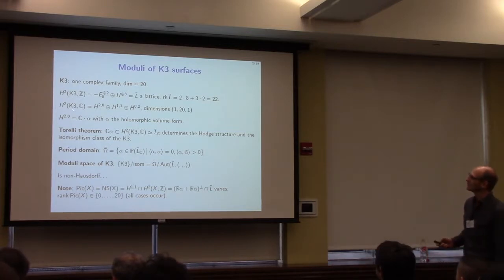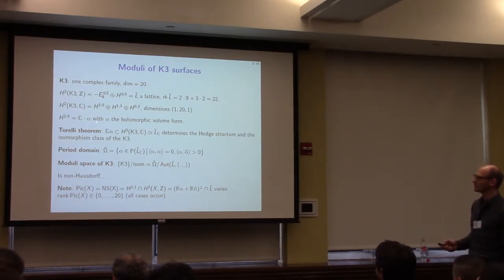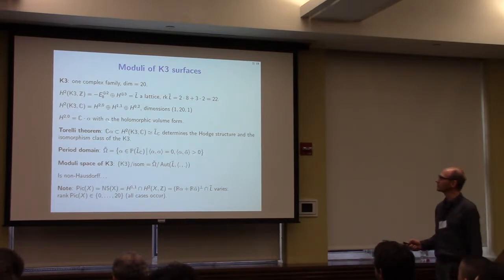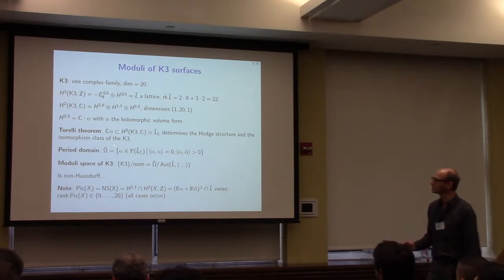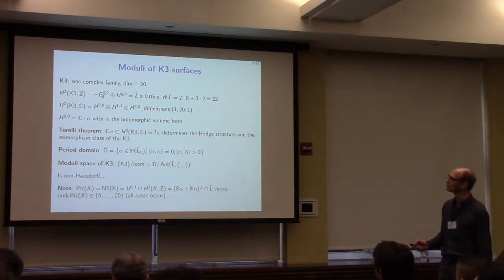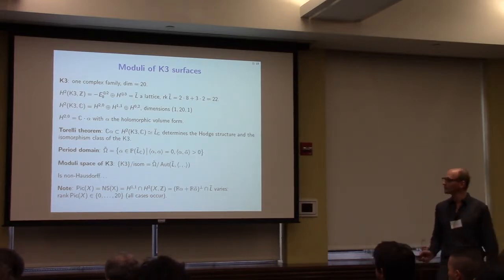And then you have the Hodge decomposition, (2,0), (1,1), (0,2), with dimensions 1, 21, 1. H^{2,0} is spanned by the holomorphic two-form. And then there's this famous Torelli theorem that tells you that the line spanned by the holomorphic two-form essentially tells you what the K3 surface is. And that brings you to the period domain. You look at the potential classes of this holomorphic two-form. So these are lines in the complex version of L tilde, where omega squared is 0 and omega times omega bar is positive.